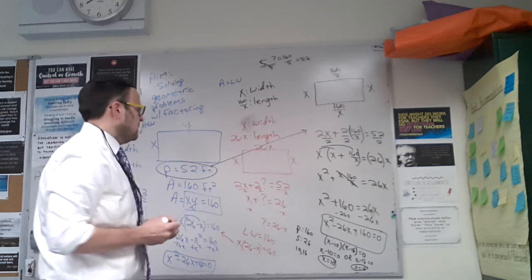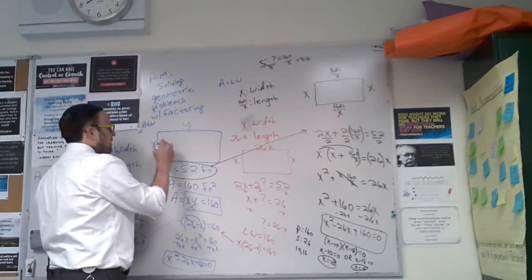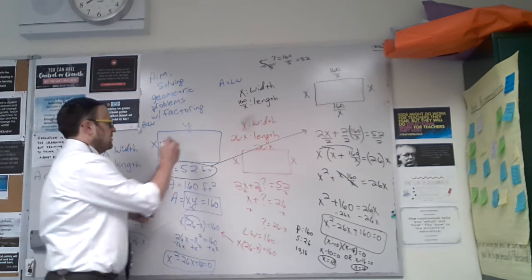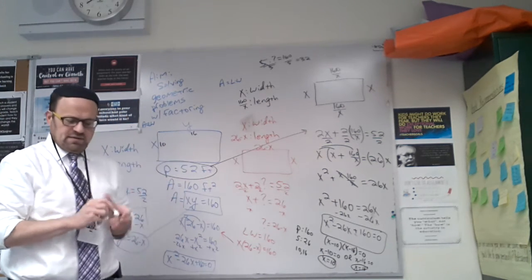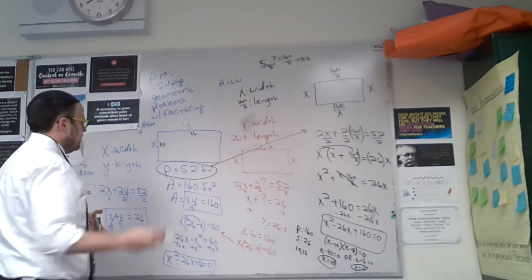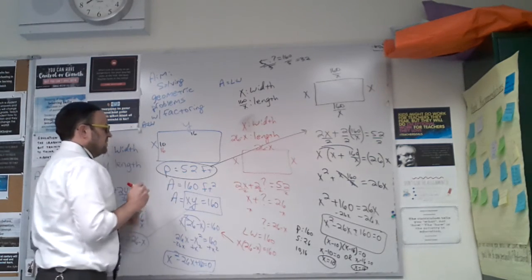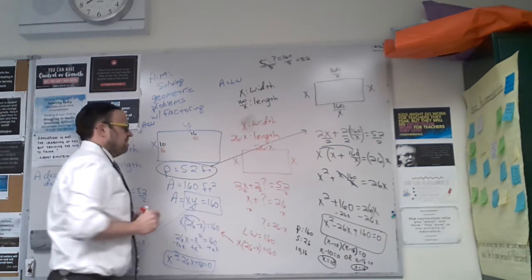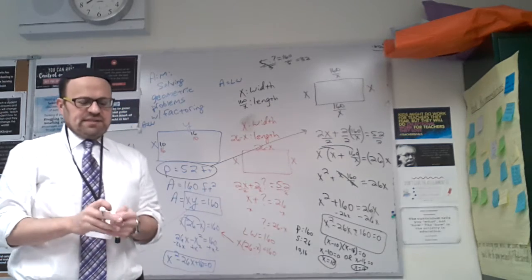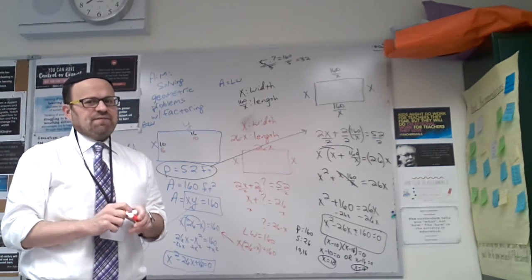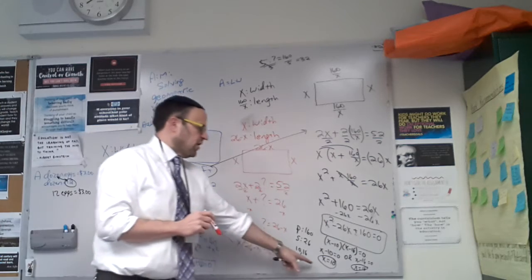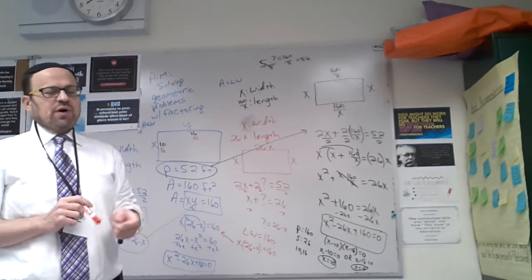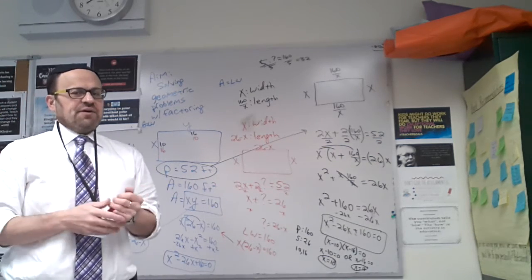Are they both possible? Well, let's try it out. If x is 10, 10 times what is going to give me 160? 16. Great. What if x is 16? 16 times what gives me 160? 10. Okay? 10 times 16, 16 times 10, same thing. So in this case, both of our answers are in fact possible. In the last one, they weren't. Got to check out your answers.